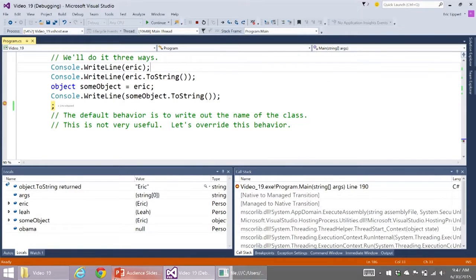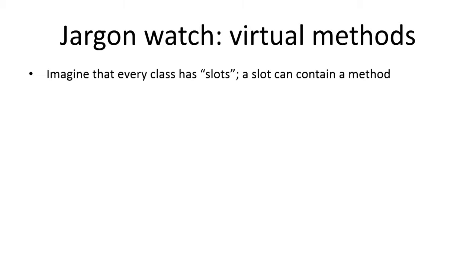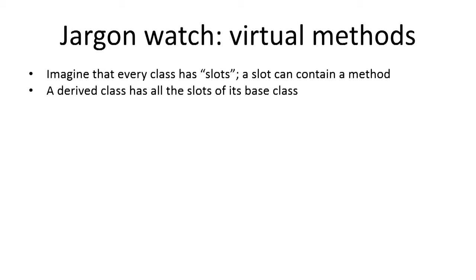All right, well, let's go back to the slides. The toString method is a virtual method, and so I want to lay out for you how it is that virtual methods work. What you want to do is imagine that every class has a bunch of slots. Just imagine there's slots that you can slide things into. The things that you slide into them are methods. Now, a derived class inherits all of the slots of its base class. It inherits all of those methods.